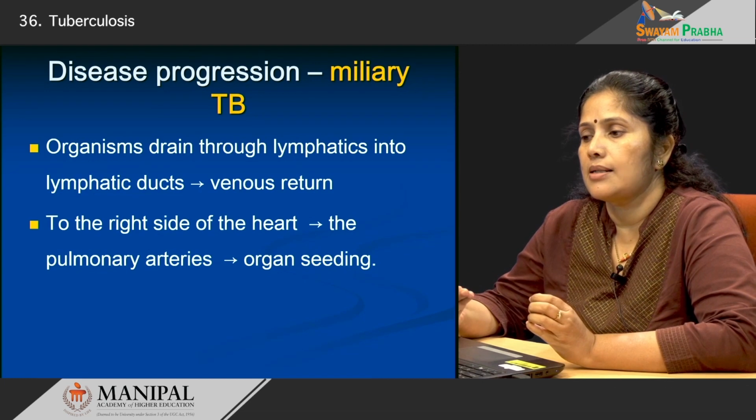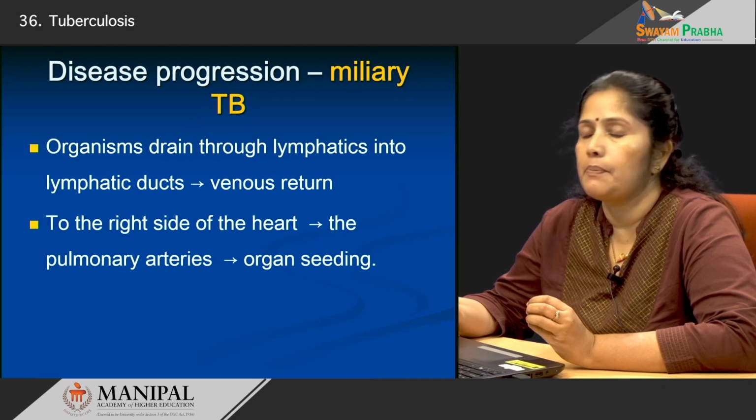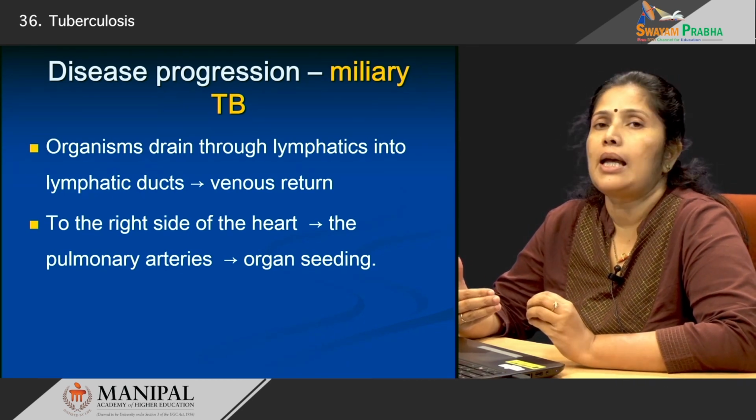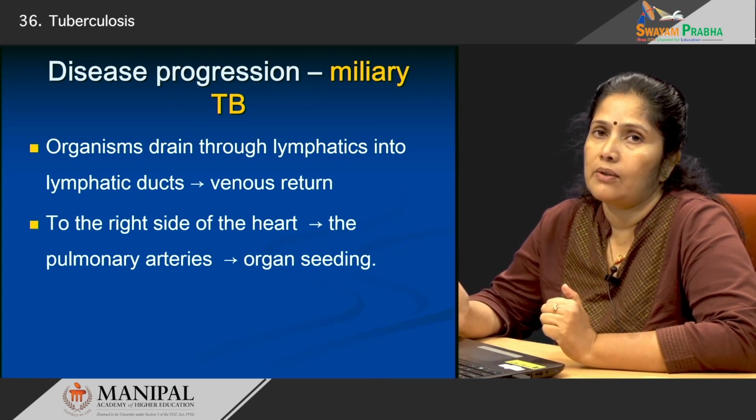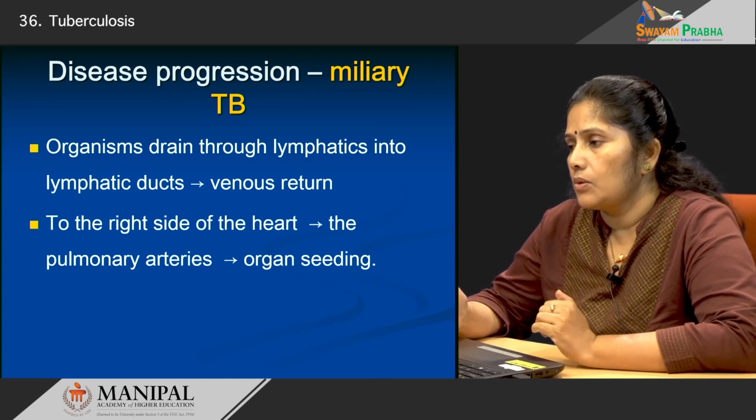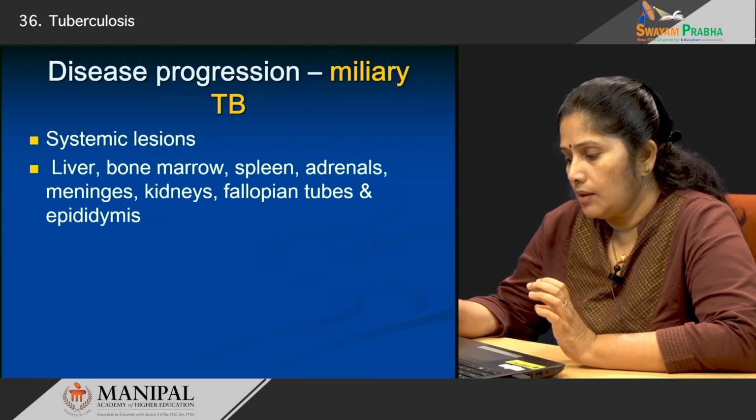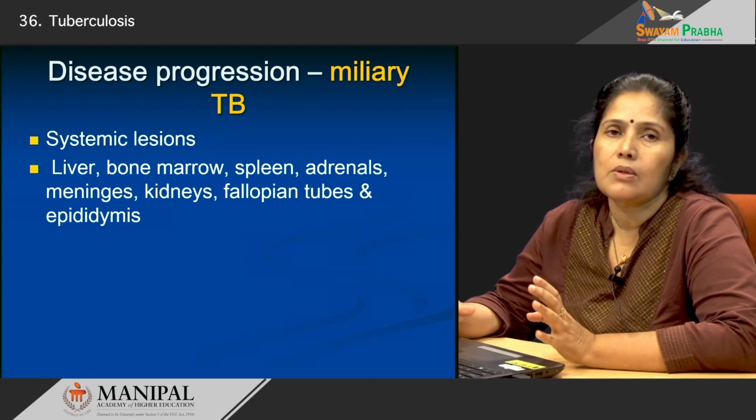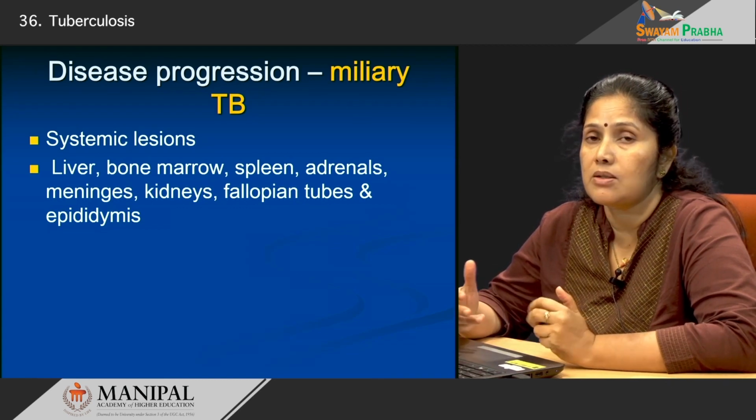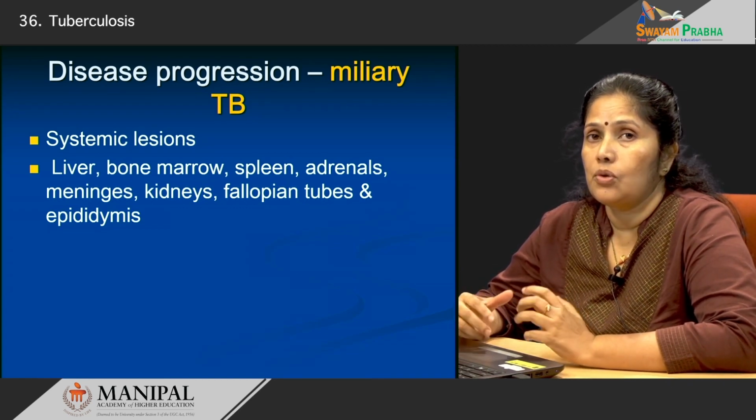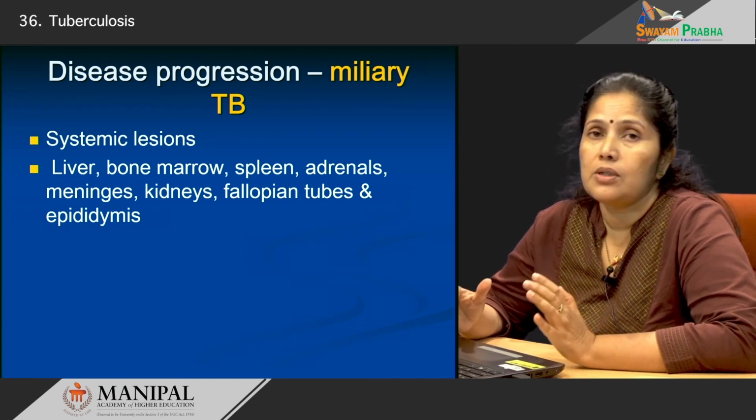So, what started as a small lesion in the lung drained through the lymphatics, comes back through the venous return, and then via the pulmonary artery, it is disseminated everywhere into the body. So, that is how miliary tuberculosis develops. If you look at patients having miliary tuberculosis, they have lesions in many organs of the body. So, they have many systemic lesions, and if you look at the list, it is a huge list. It can go into different organs.